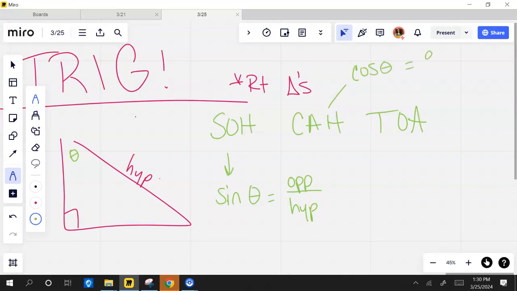Cosine of theta is what we call the adjacent side, and adjacent is the side that touches theta but not the hypotenuse. So if my theta is located up top, then this would be my adjacent side, this is my hypotenuse, and this is my opposite. So it depends on where my theta is. If I change my theta to be here, well, now this is the adjacent side and this is the opposite. So perspective is everything here, okay?